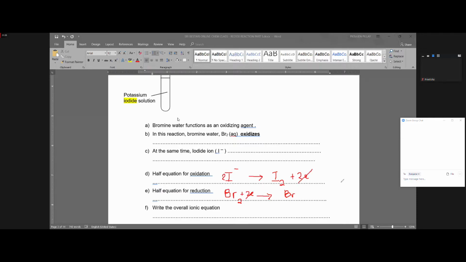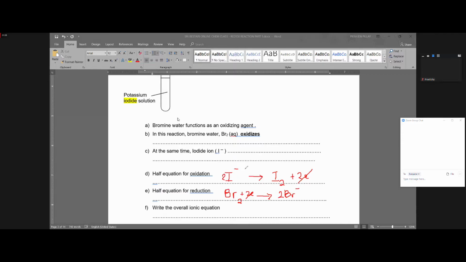Arrow, continue. Arrow I2 plus 2Br minus. Sorry, this is 2Br minus. Okay. Well done. Very good. Br2 becomes Br minus, but I put a 2 there to balance. 2Br minus, Br2. Make sure you know this. This one is the last.